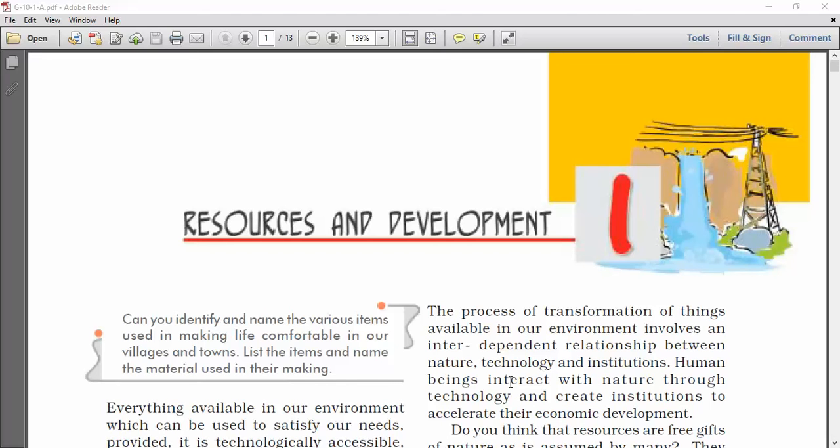Hello students. In this session we will discuss resources and development. Chapter 1, Geography, Class 10 Social Science.